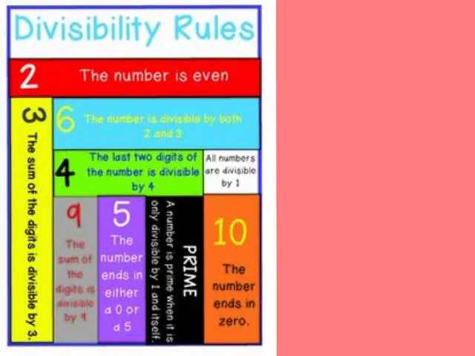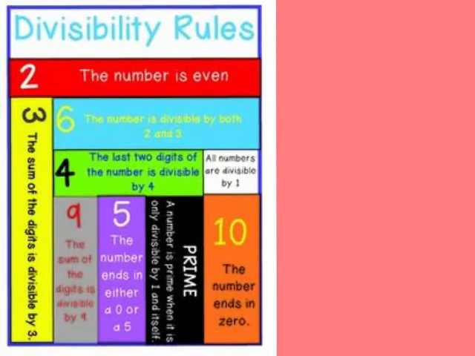Okay, so let's look at the divisibility rules on this chart here. For 2, if the number is even, then it is divisible by 2. An easy way to look at that is if it ends in an even number. So the even numbers are 0, 2, 4, 6, and 8. If it ends in one of those, then it is divisible by 2.